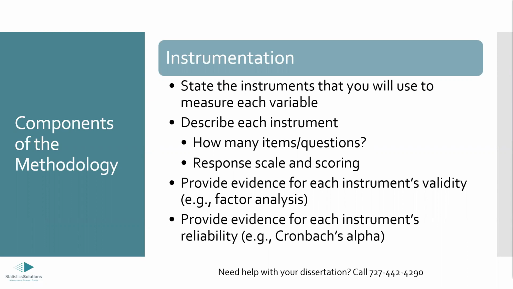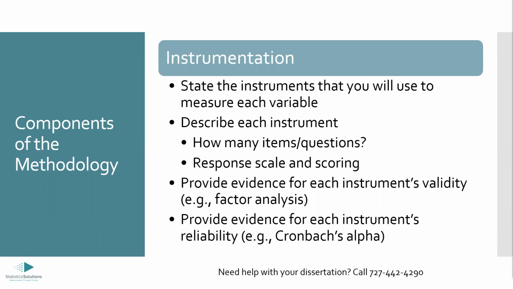So say you have a 10 item instrument for self-efficacy. Are you just taking the responses to those 10 items and averaging them together, or summing them together to get an overall score for self-efficacy? Or are you scoring the instrument in some other way? And for each instrument, you want to provide evidence for the instrument's validity and reliability.